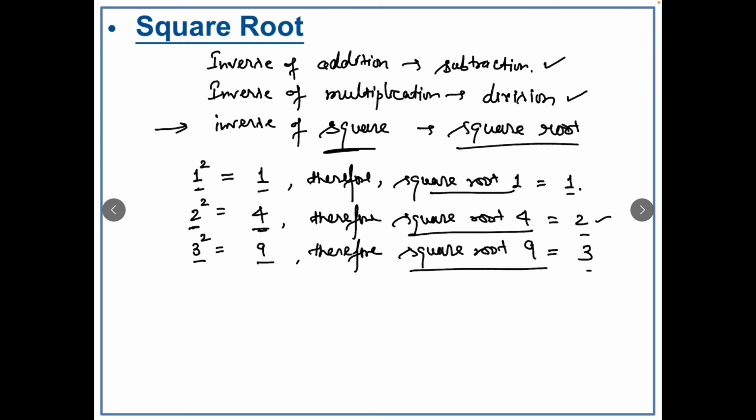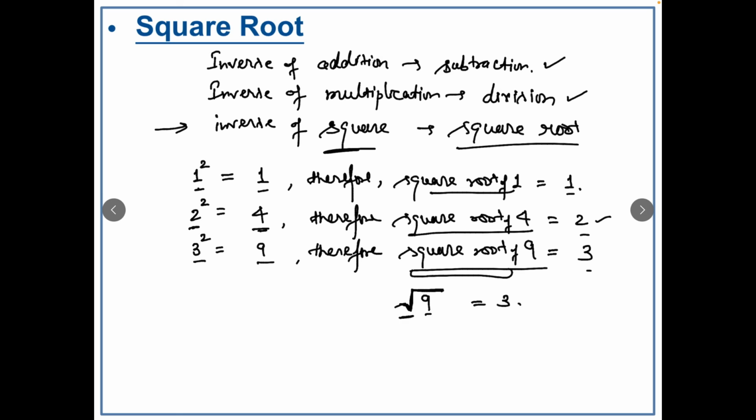Instead of writing the statement "square root of", we can use a symbol which is written like this. This symbol is called the square root, and under this symbol we write the number. That is, the square root of 9 can be written as this symbol, and under it we write 9. We read this as the square root of 9 is equal to 3.